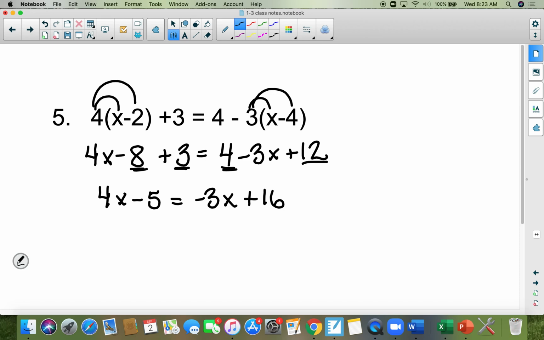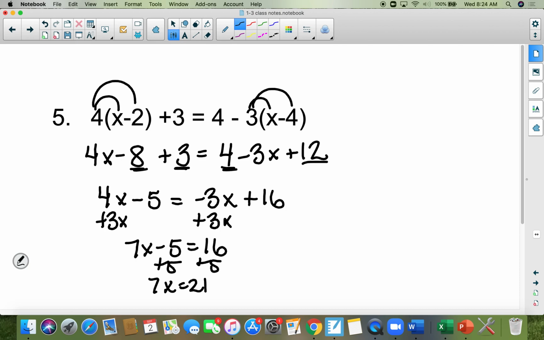The next thing I'm going to do is add 3x to both sides, so I can put my like terms together on one side, so I get 7x minus 5 equals 16. I add 5 to both sides, 7x equals 21, and divide both sides by 7, x equals 3 for number 5.